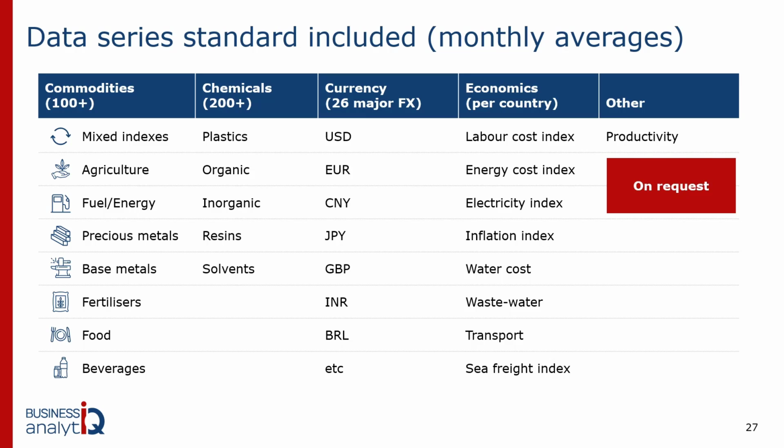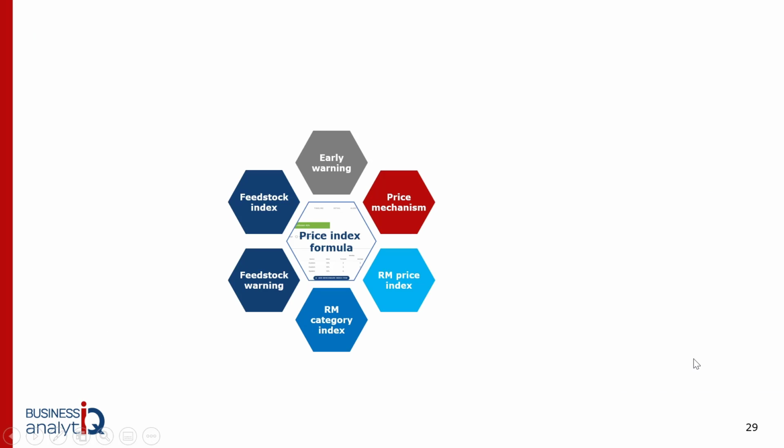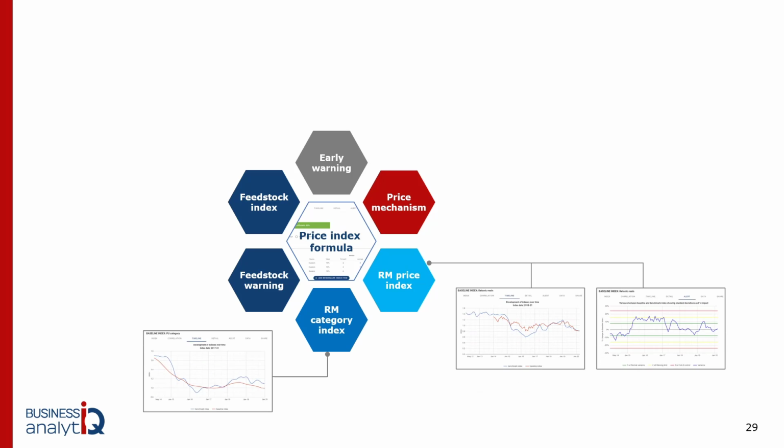So let's do a little summary of the functionality of ProcureAnalytiq and how it can benefit your business. ProcureAnalytiq will help with different types of analysis. The core functionality, which I demonstrated earlier in this video, is the creation of a benchmark index either for a raw material or for a category of products, and the statistical analysis that will help you to analyze the outcome and decide on the best course of action.